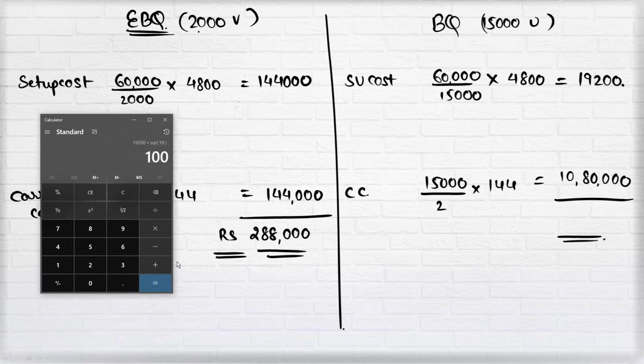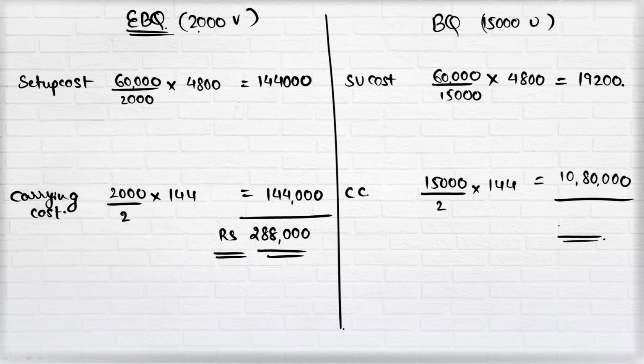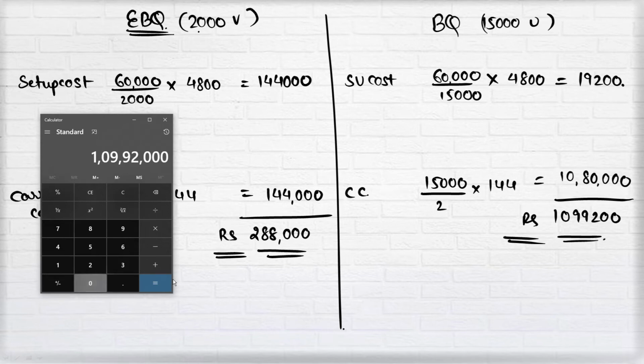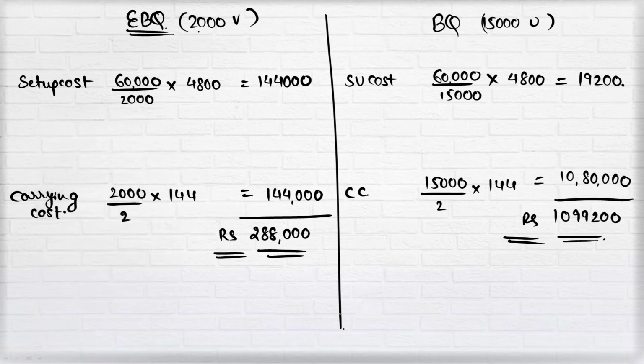What is the answer? 10,99,200. How much your cost will increase? 10,99,200 minus 2,88,000. 8,11,200 will be increase in cost.